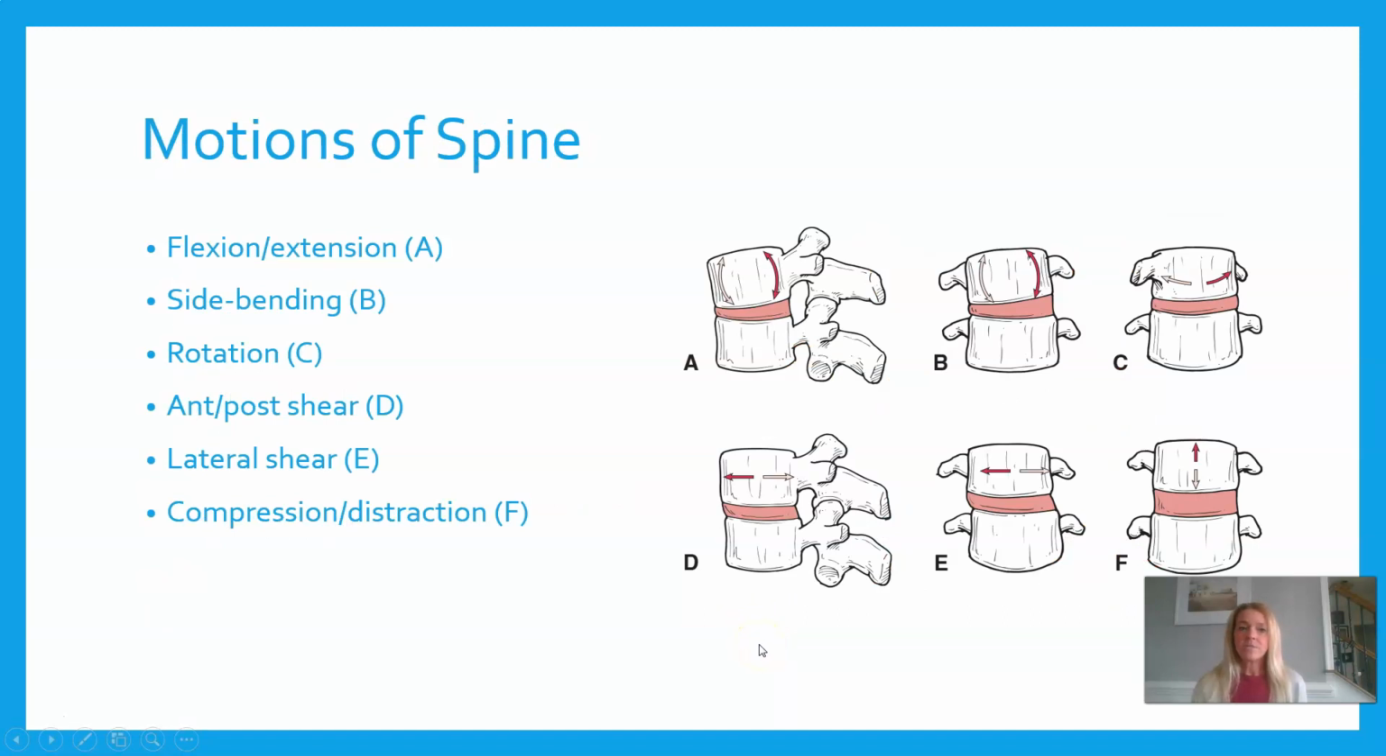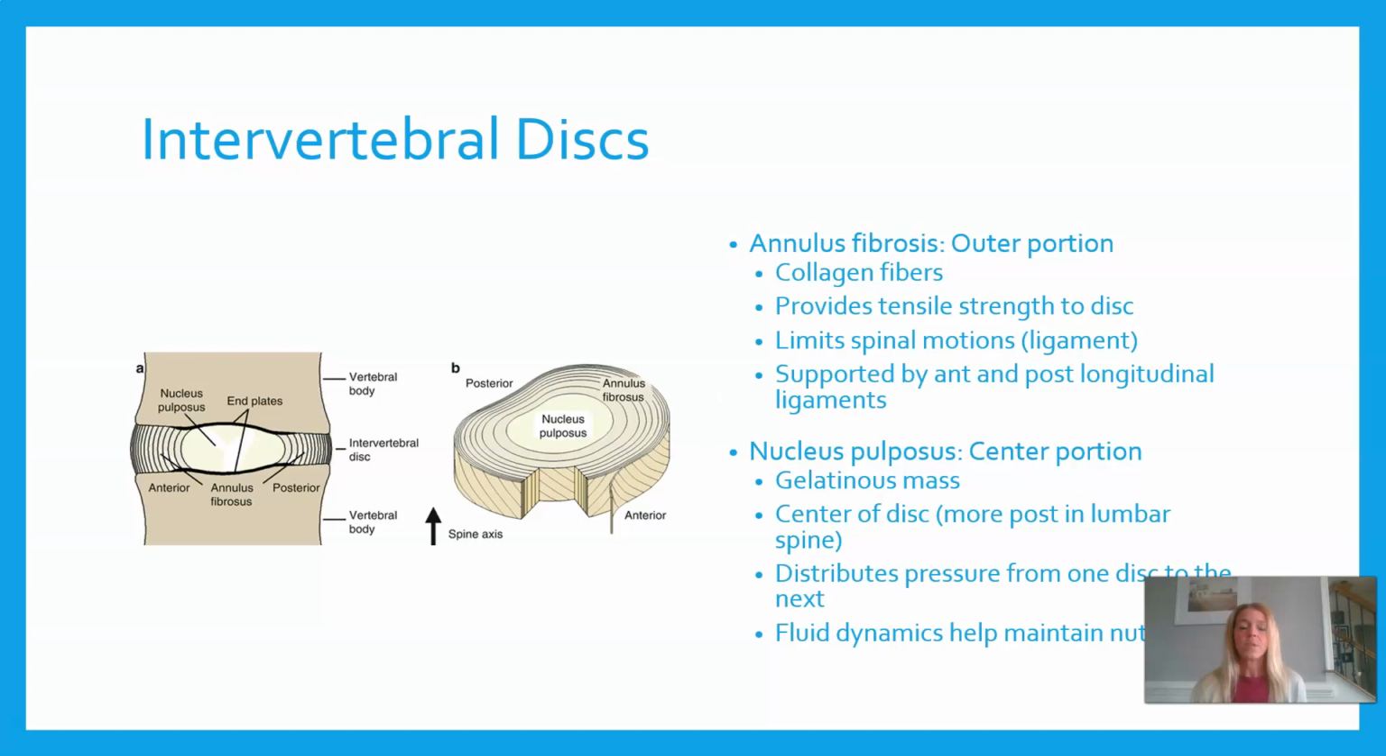The major motions of the spine are going to be flexion and extension. This is a picture directly from your book, so it's showing you how the vertebrae are moving on each other for each of these motions. B shows side bending, C is showing rotation, D is showing anterior to posterior shear, E is showing lateral shear, and then F is compression or distraction. And that is what we are doing when we think about tractioning the spine. We're trying to distract the vertebrae from one another.